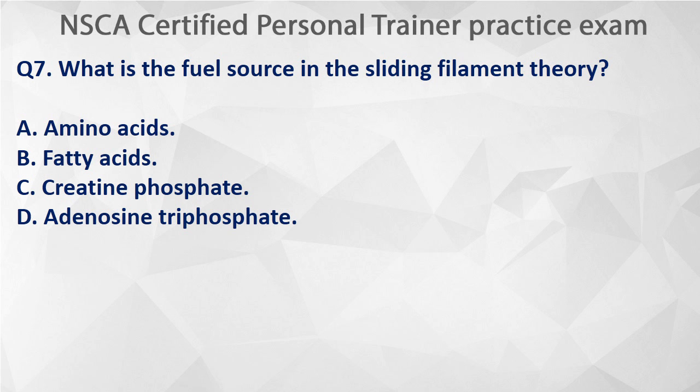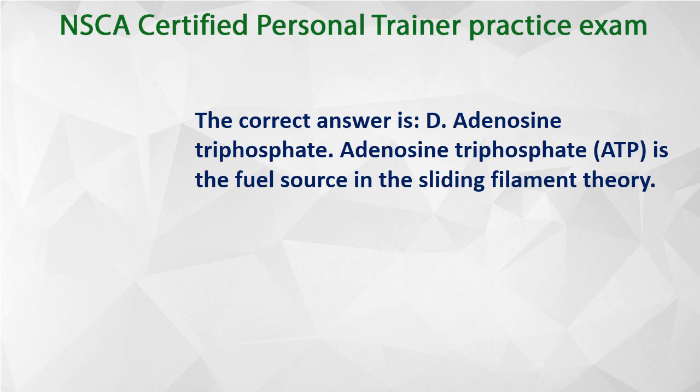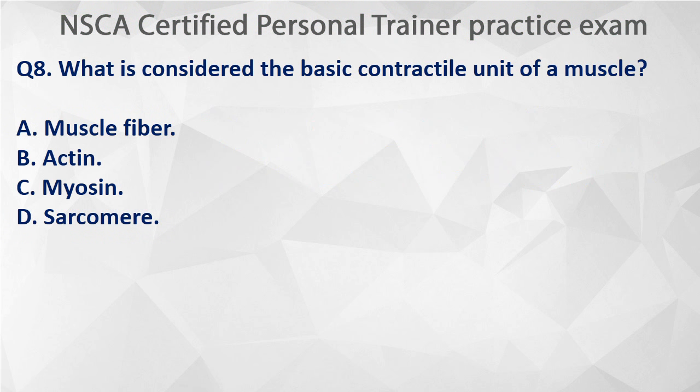Q7. What is the fuel source in the sliding filament theory? A. Amino acids. B. Fatty acids. C. Creatine phosphate. D. Adenosine triphosphate. The correct answer is D. Adenosine triphosphate. Adenosine triphosphate, ATP, is the fuel source in the sliding filament theory.